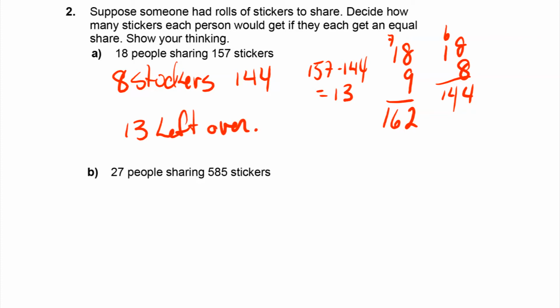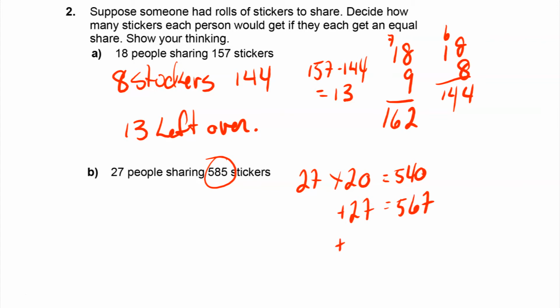Now, supposing I had 585 stickers, and they're being shared with 27 people. The first thing that I think of is that if I've got 27 and I multiply it by 20, that's going to give me 540. But that's still a little ways below 585, though I'm getting pretty close. So if I start at 540 and add another 27, I'm now at 567, and if I add in another 27, I'm at 594.